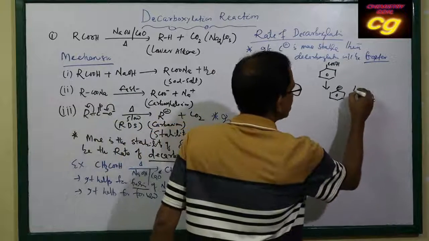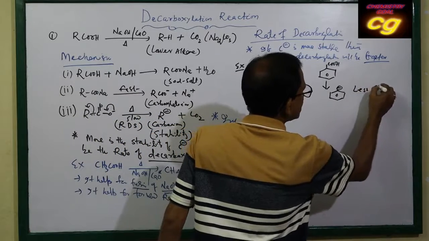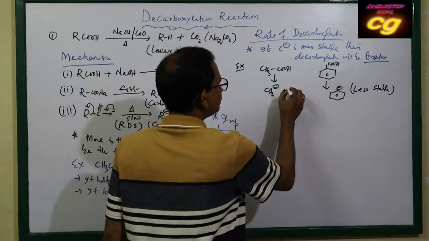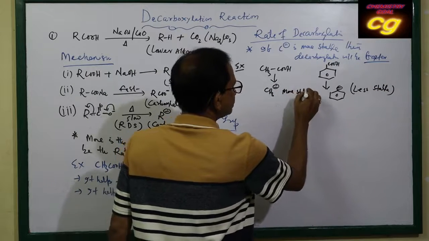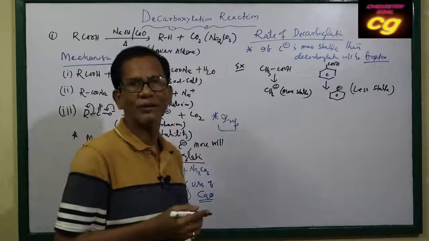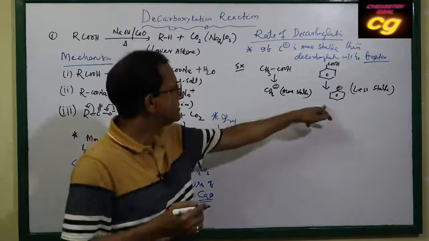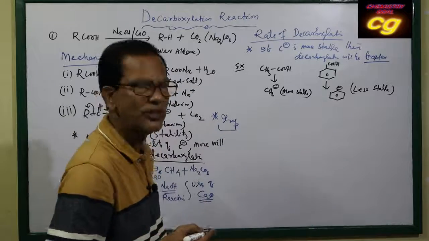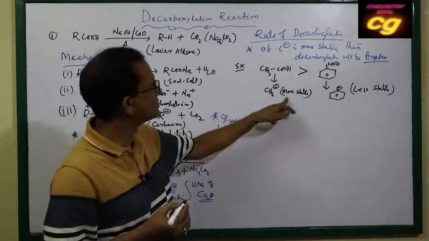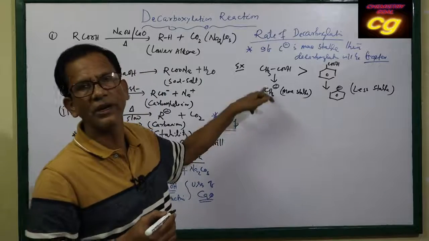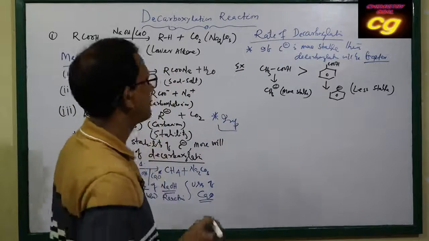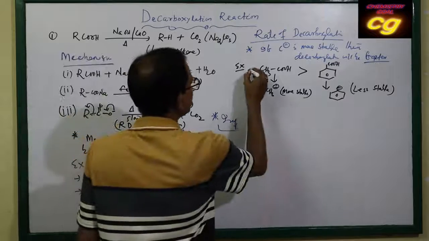It is less stable, but it is more stable compared to this one. So already you know the stability of carbanion and carbanium. As this is less stable, automatically this is faster. The more the stability of the carbanion, the faster the rate of that decarboxylation. So this is the first example.